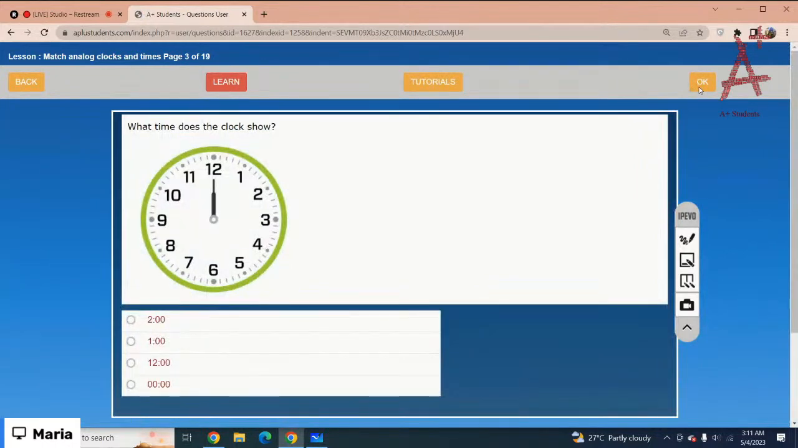Okay, what time does the clock show? The smaller and larger hand both point to, yes, it would be 12. The smaller hand points to 12 and the larger hand points to 0. So it would be 12. The correct option is 12.